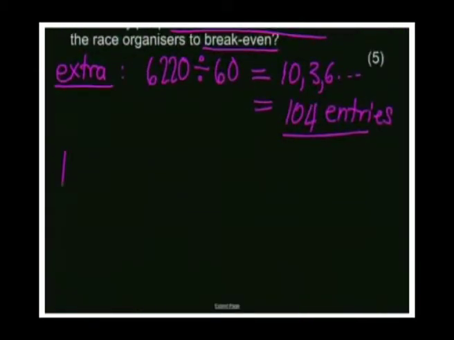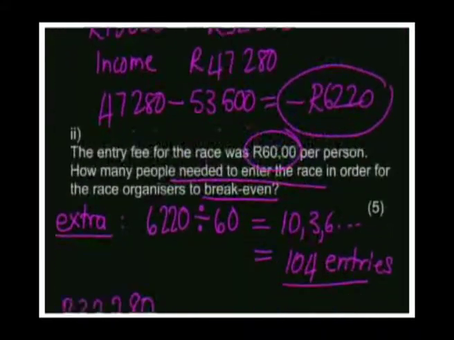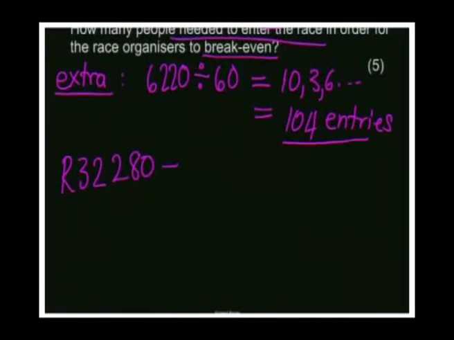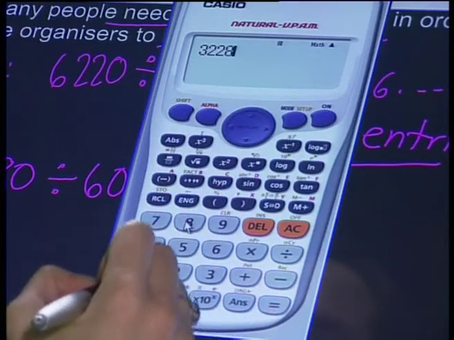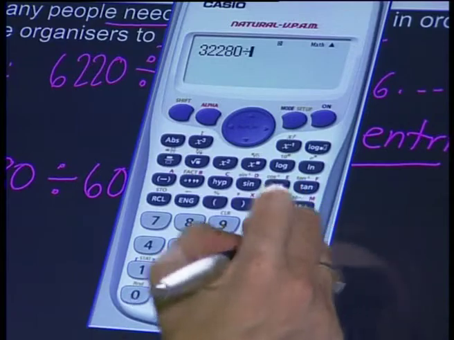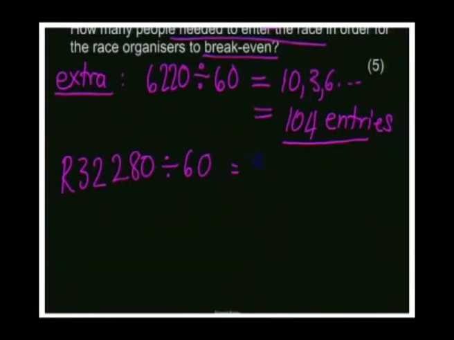Let's see. 32,280. Let me make sure that I got that right. 32,280. And we are once again going to divide this by 60 to see how many entries there were in the first place. 32,280 divided by 60. And as you can see, there are 538 entries.